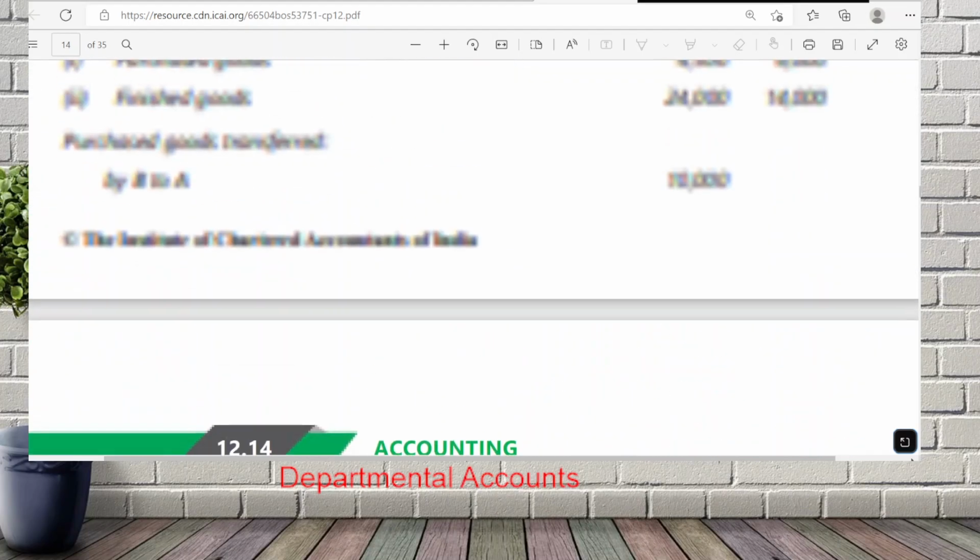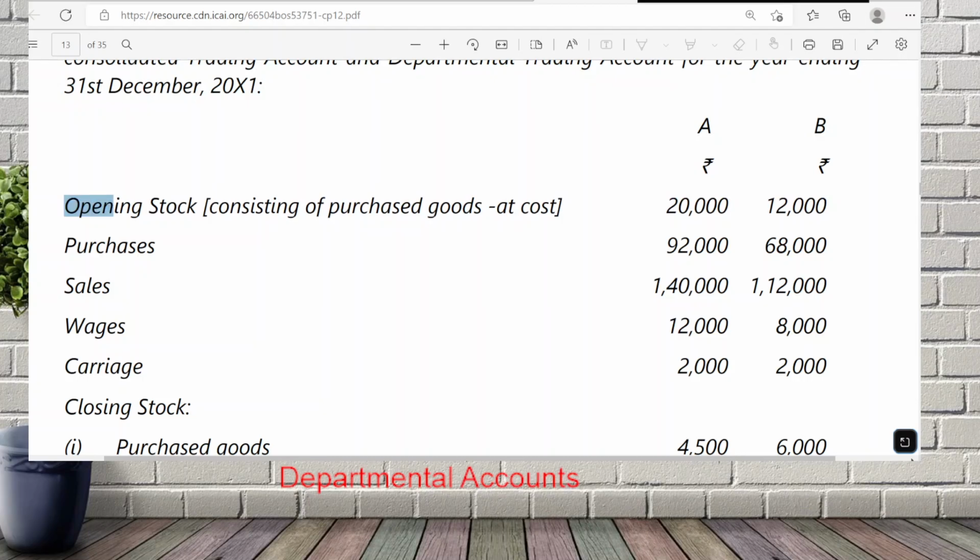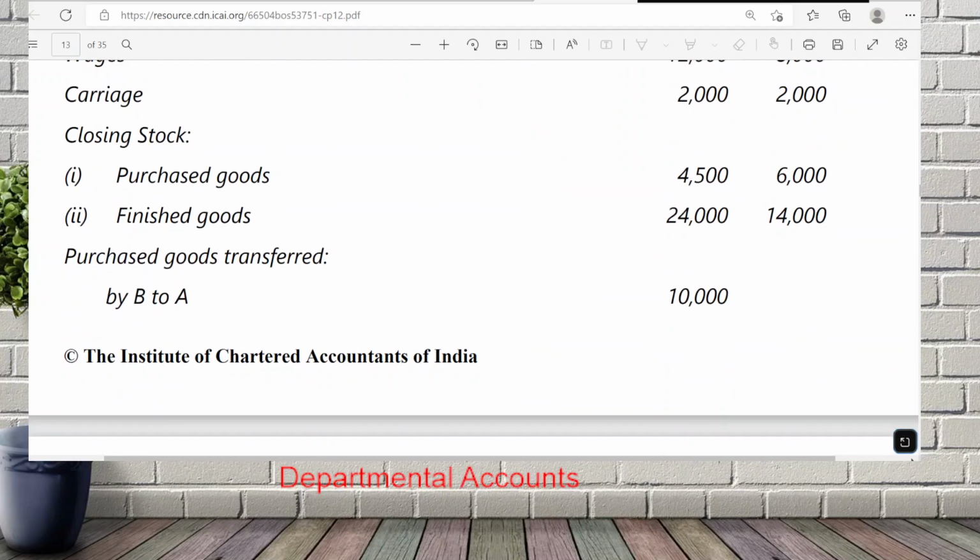Transferred goods. Not only that, look in the problem. Opening stock they have given at what price? Cost price. So wait. Closing stock they have got two goods. One is purchased goods. Another one is which one? Finished goods. Which will have at selling price? Purchased goods are transferred at cost, that is at cost price. Which one will be at selling price? Finished goods. Finished goods are at selling price. That is why we remove the loading.